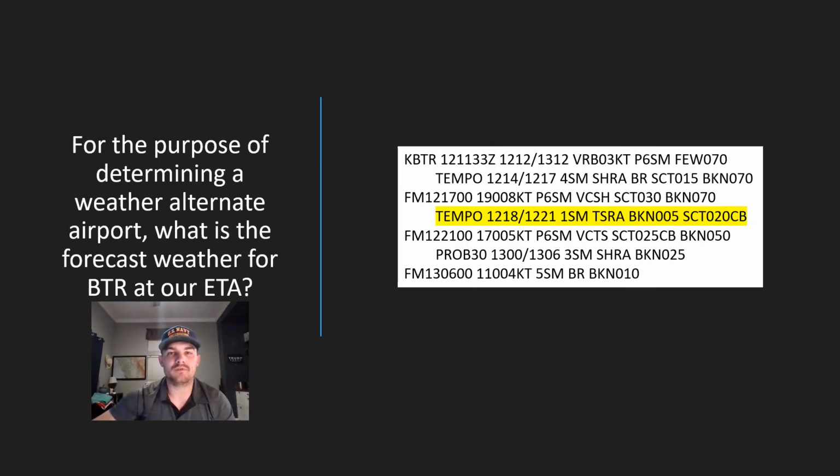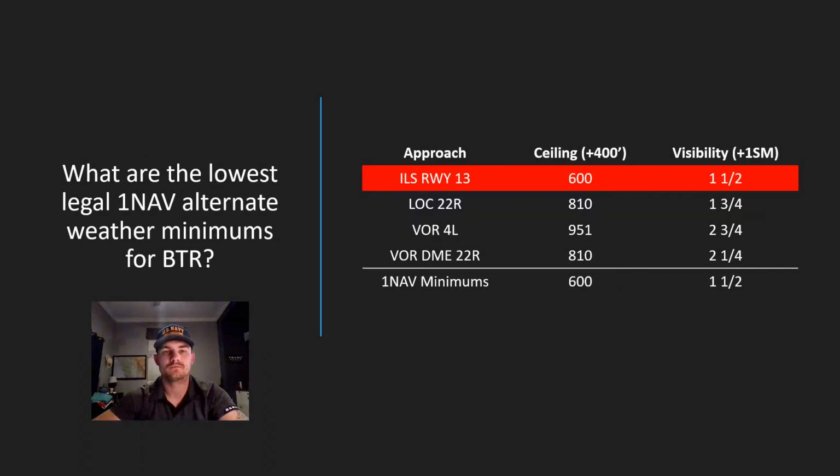To determine the ceiling and visibility at our estimated time of arrival, we must look at the terminal area forecast for Baton Rouge. Highlighted in yellow, the TAF shows that at 1800, the weather will be temporarily 1 statute mile visibility, thunderstorms and rain, ceilings broken at 500 feet, with a scattered layer of cumulonimbus clouds at 2,000 feet.